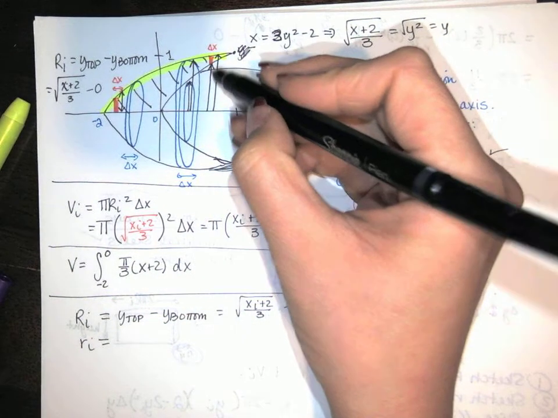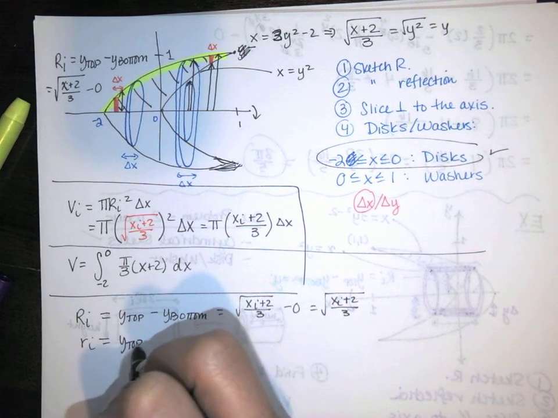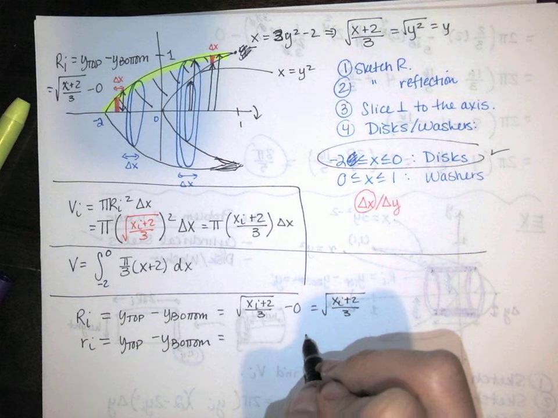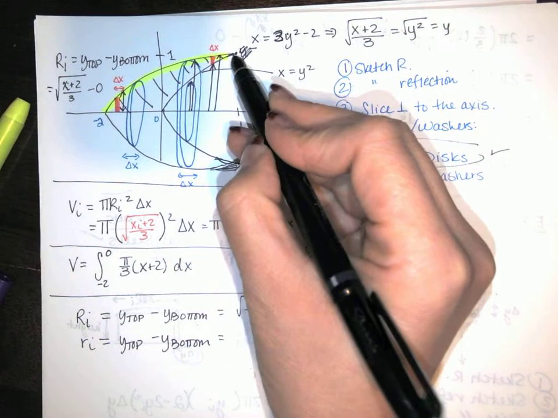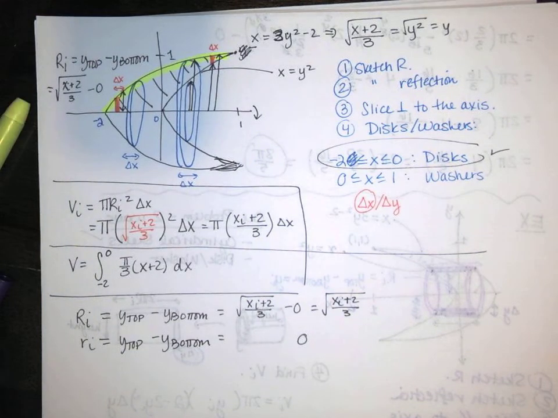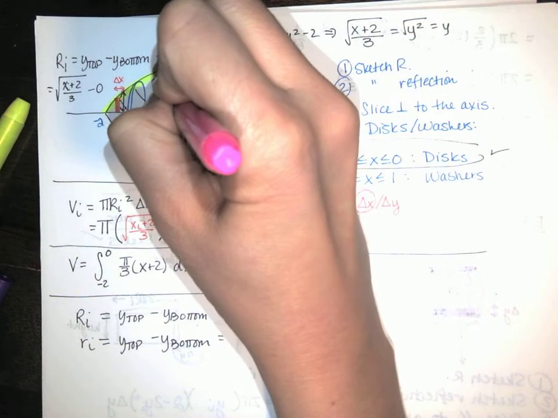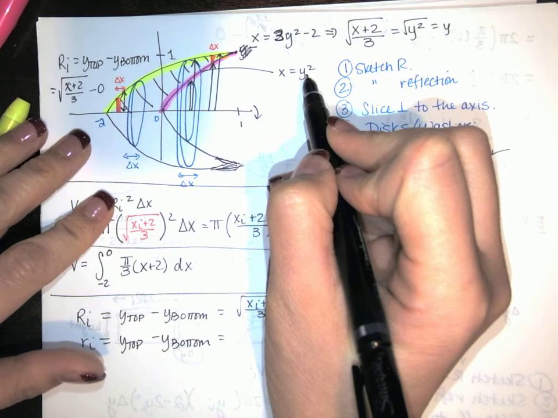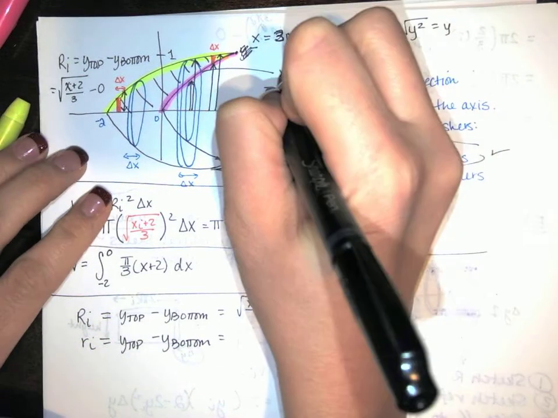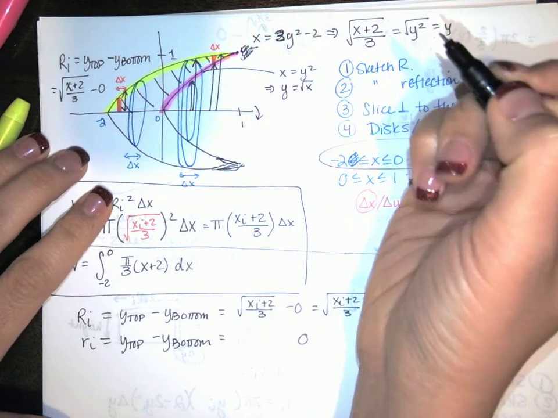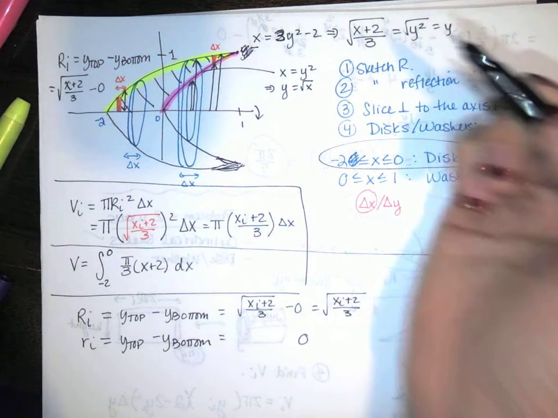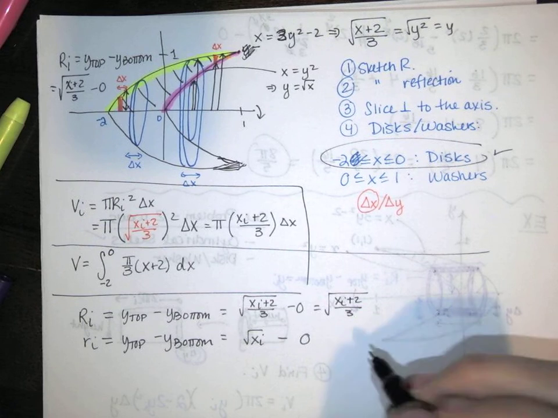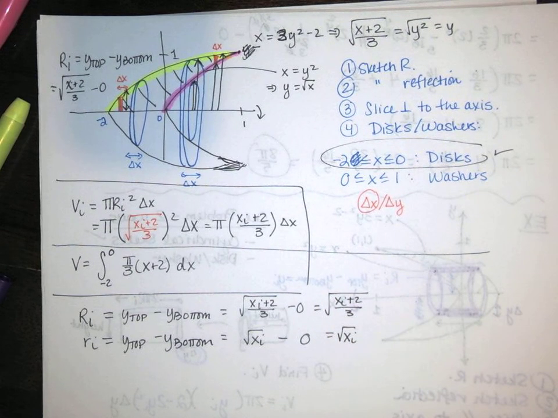For the inner radius, you've got the top y value minus the bottom y value. The bottom y value is still 0, so we're good there. But now I need y as a function of x on this curve. It's not too difficult. On that curve, x is equal to y squared. I need to get y by itself though. So y is going to be the square root of x. And y is positive there, so we do get the positive square root rather than the negative square root. So I've got square root of x sub i minus 0, so it's just square root of x sub i.